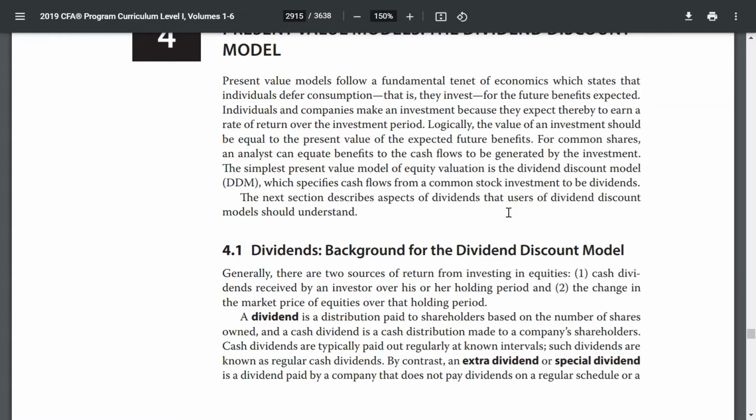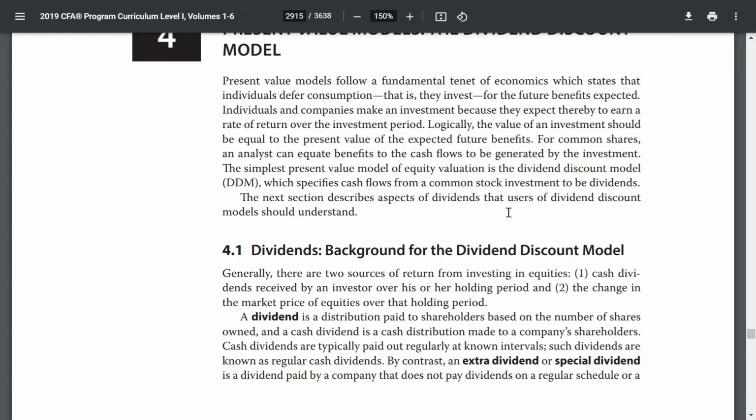For common shares, an analyst can equate benefits to cash flows to be generated by investments. The simplest present value model of equity valuation is the dividend discount model, the DDM, which specifies the cash flows from a common stock investment to be dividends. The next section describes aspects of dividends that users of dividend discount models should understand. Dividend background for dividend discount models.